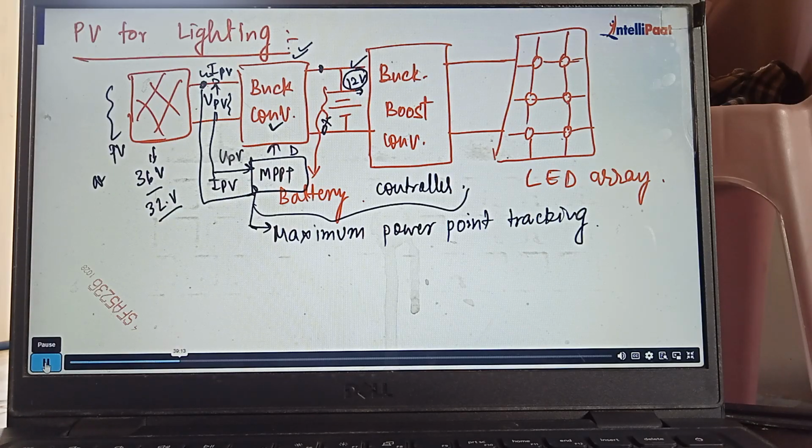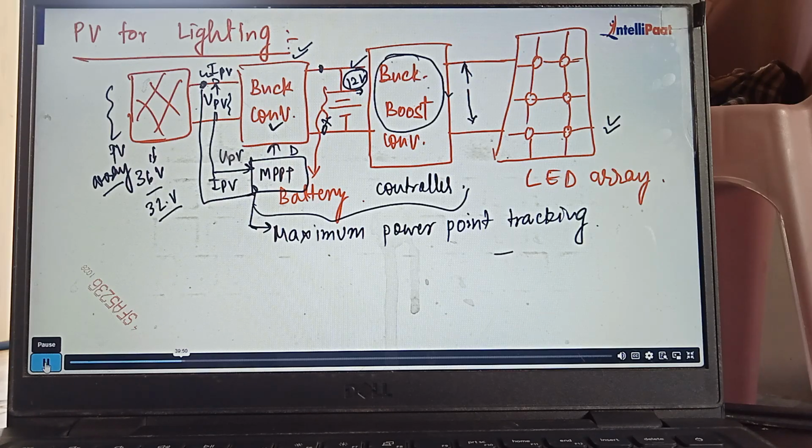This is the PV array. So the battery, again, goes through the buck boost. Do you know the configuration of buck boost? I have already shown you. So an inductor and two switches are making this converter. Inductor and two switches. Correct? So after this buck boost configuration, we have some voltage at the LED side.